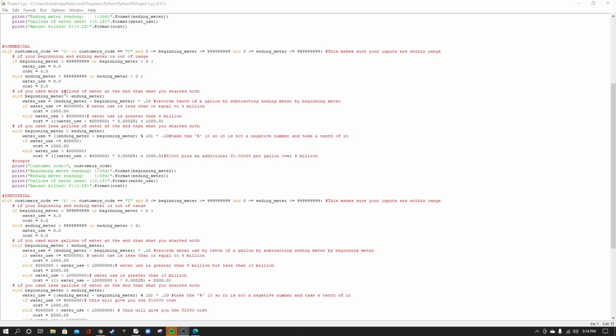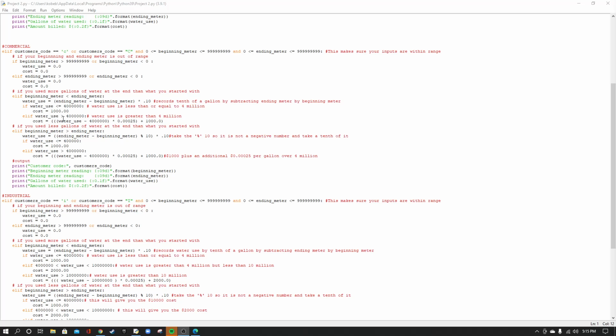If we have our gallons used, it shows in the prompt that it's $1,000 for 4 million gallons or less, and an additional 0.0025 for each additional gallon used. So this pretty much means that if we use less than or equal to 4 million, then it's just a 1,000 flat rate. But if it exceeds 4 million gallons used, then we have an additional charge of 0.0025 per gallon, plus the flat rate of 1,000. So this is what we have.